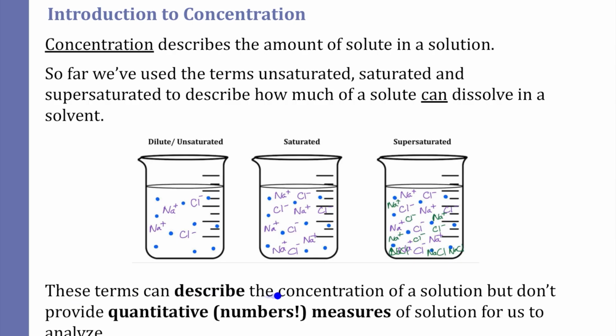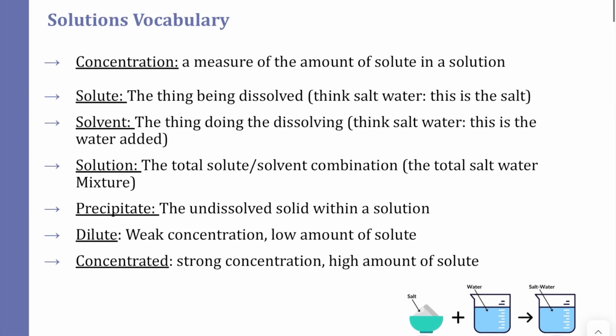These terms can describe the concentration of a solution, but they don't provide quantitative measures of a solution for us to analyze. Quantitative is talking about something numerical that we could then maybe analyze or do calculations with. These are a little bit more qualitative, just talking about the qualities.